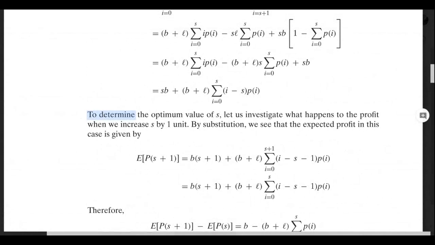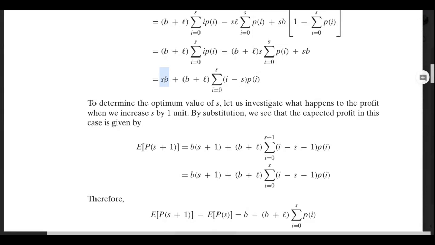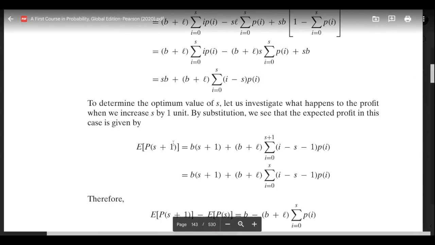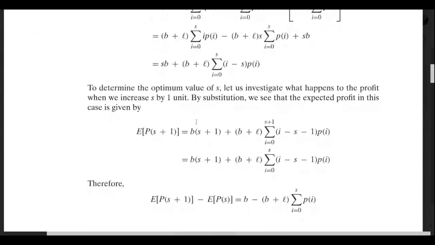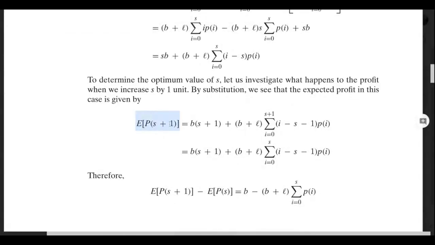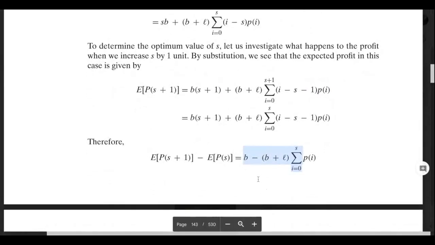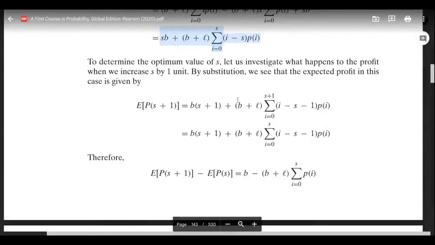To determine the optimum value of S, right? That's our goal, right? We want to figure out what's the best number for S. Let us investigate what happens to the profit, because S appears here, S appears here. What happens to the profit when we increase S by 1 unit. By substitution, we see that expected profit in this case is given by, so we want to change S to be S plus 1. Now we change every S to be S plus 1 to see what happens. And when we simplify, so we get this. We get this compared to this, I guess.